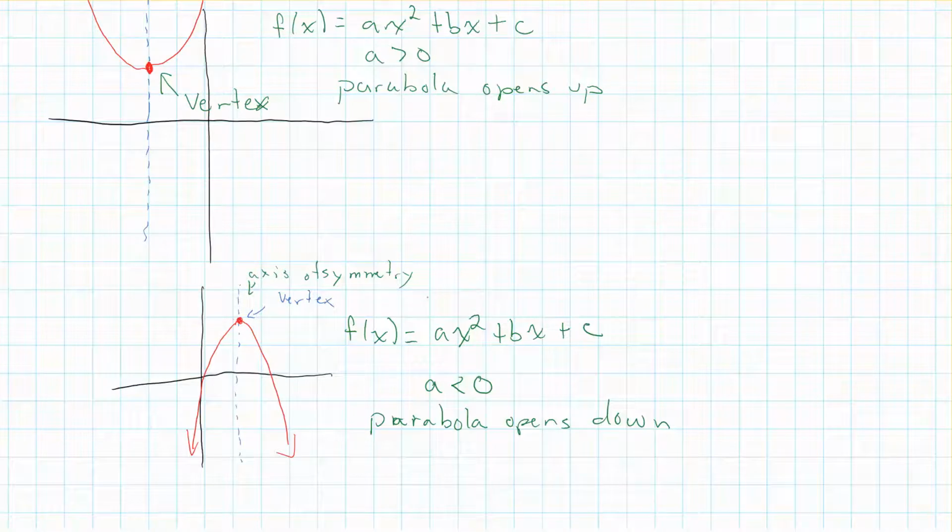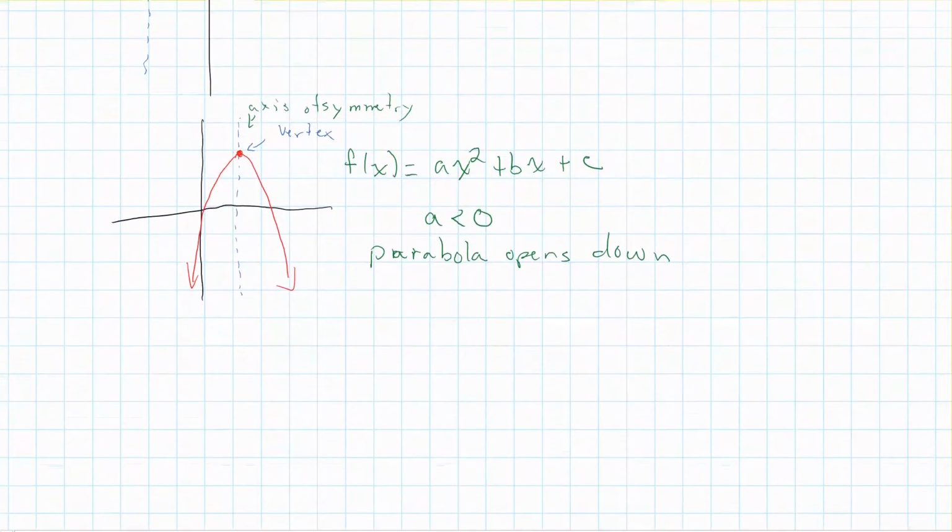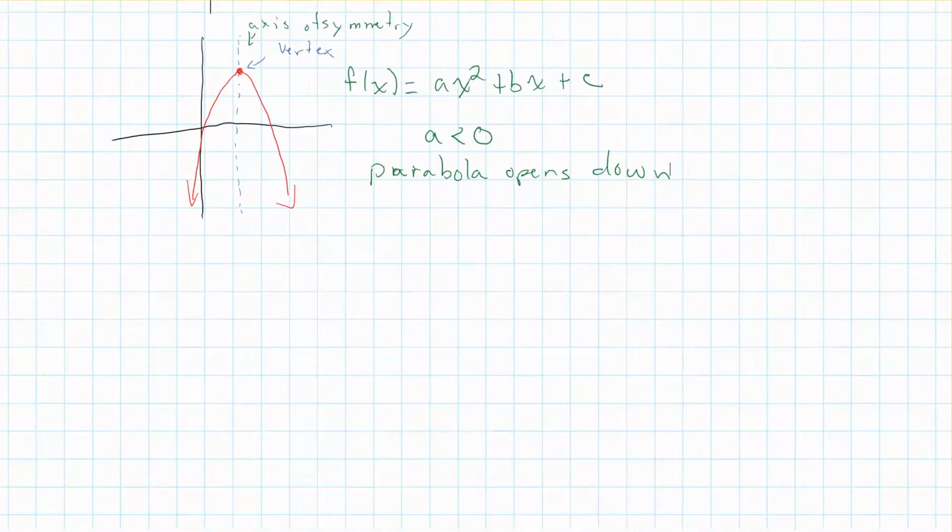It's not just, oh, a is greater than 0, it opens up, and a less than 0, it opens down. I mean, it is, but it's because of the transformations we've talked about, the reflections. And depending on the value of a, we also will still have vertical stretches and vertical shrinking as well. So we have all of those transformations still going on here with these quadratic equations or functions.